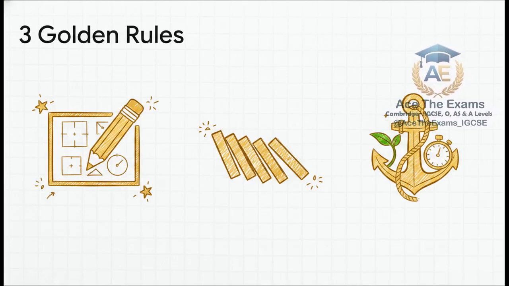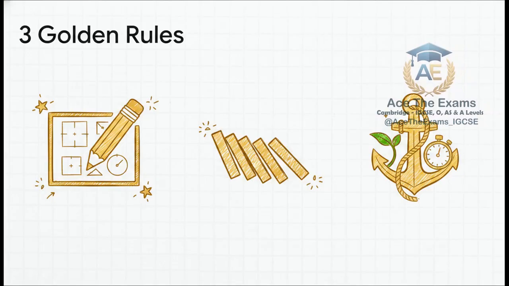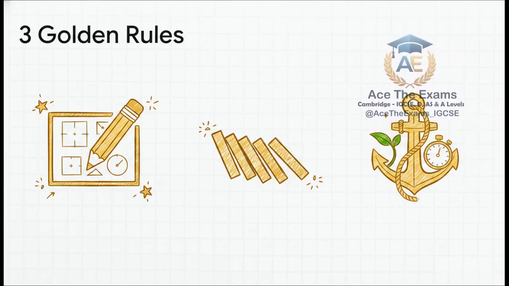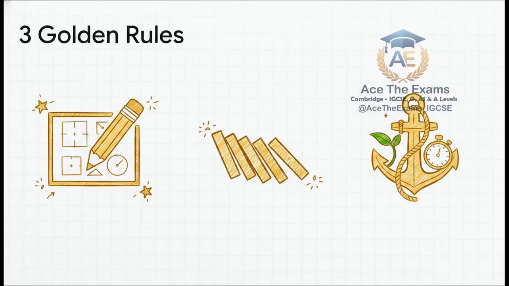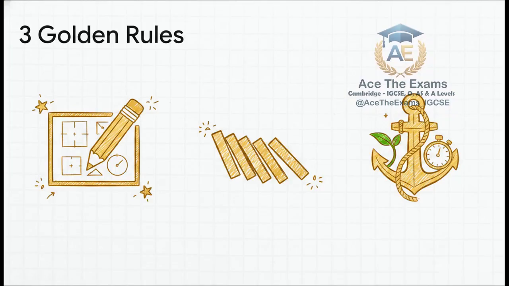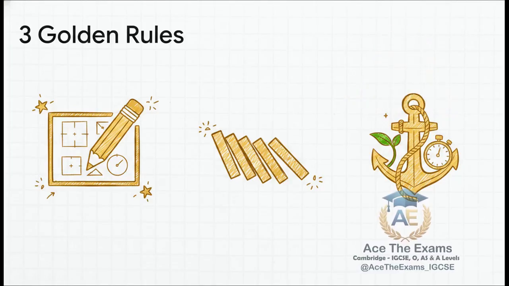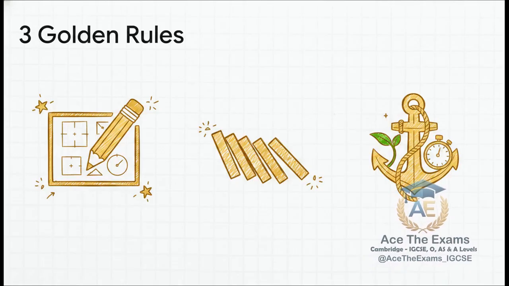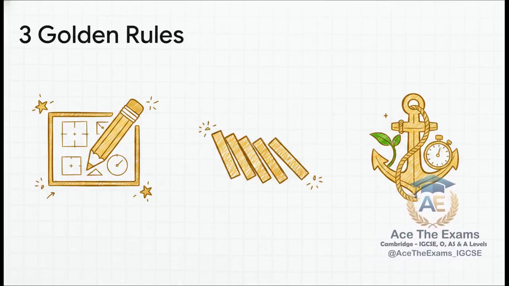Rule number 2, execute the method mark strategy sequentially. Write down every single logical step so you capture those process marks. Rule number 3, anchor every single concluding answer to the specific context given in the word problem. Talk about the actual variables in the text, whether it's plant heights, wait times, or defective parts. If you follow these 3 rules, your response goes from a messy disaster to an absolute masterpiece.